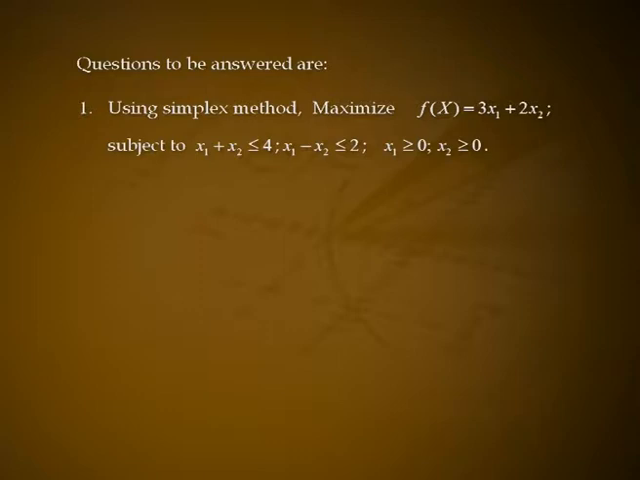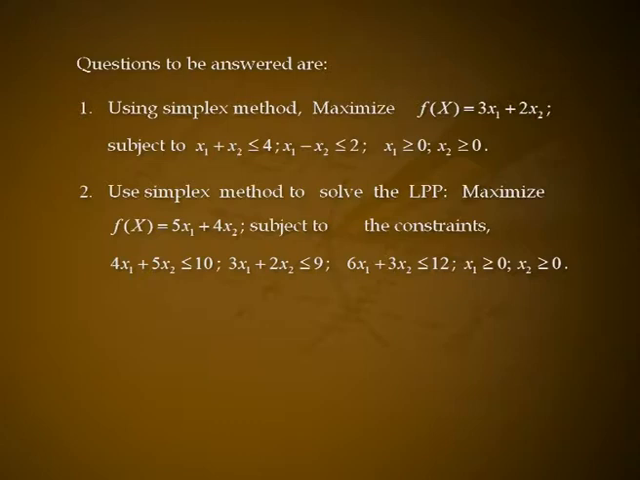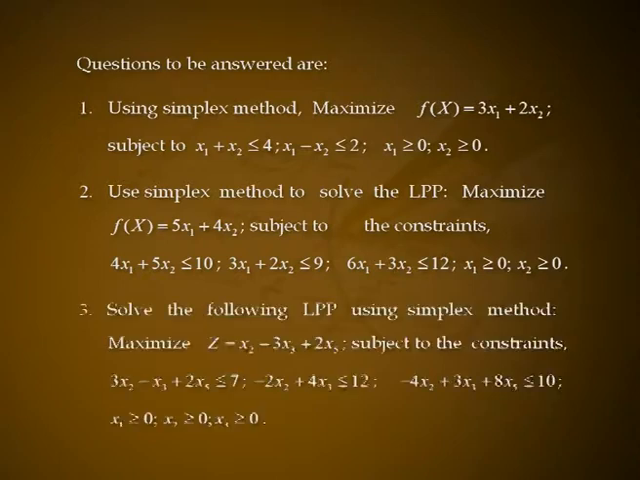Now, try to answer the following questions. Using simplex method, maximize f of x equal to 3x1 plus 2x2 subject to x1 plus x2 less than or equal to 4, x1 minus x2 less than or equal to 2, x1 greater than or equal to 0, x2 greater than or equal to 0. Use simplex method to solve the LPP. Maximize f of x equal to 5x1 plus 4x2 subject to the constraints 4x1 plus 5x2 less than or equal to 10, 3x1 plus 2x2 less than or equal to 9, 6x1 plus 3x2 less than or equal to 12, x1 greater than or equal to 0, x2 greater than or equal to 0.